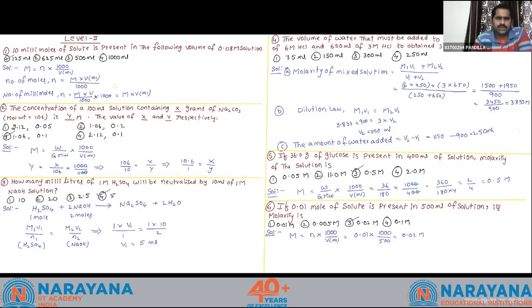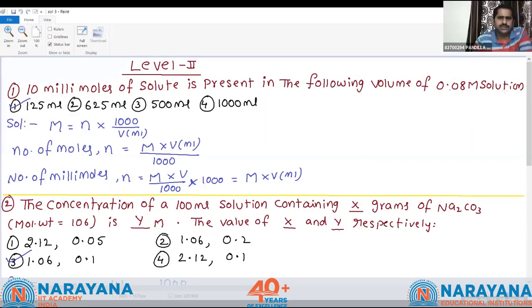10 millimoles of solute is present in the following volume of 0.08 M solution. Here the formula related to molarity: molarity is equal to n into 1000 by V in ml. Number of moles n is equal to M into V in ml by 1000.